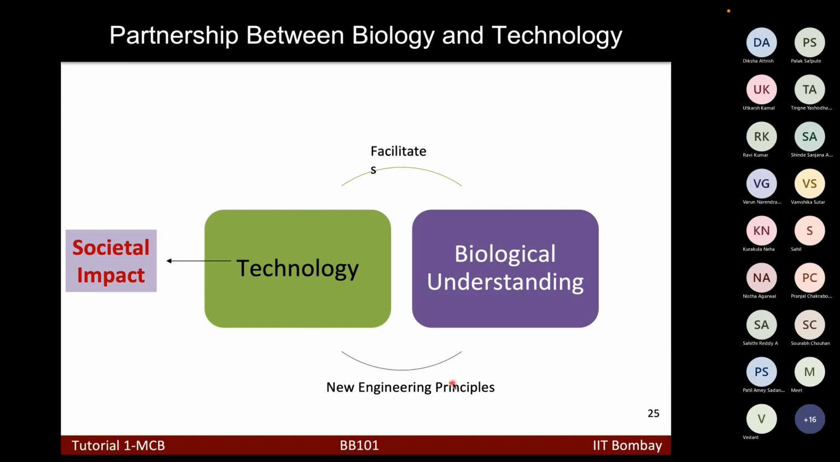So, partnership between biology and technology. In the future, as we are moving forward in time, there is more intersection of biology and technology, and this is leading to a lot of societal impact. We are developing newer technologies such as the artificial retina, artificial eye. Someday we might develop artificial organs also with the help of technology. So this intersection of technology and biology is very crucial for the progress of the human race.